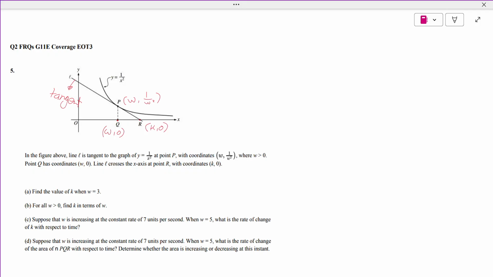Find the value of k when w equals 3. So, in part A, we need to find the value of k when w equals 3. Now, how can I find a relation between w and k? Well, I will be using the tangent line, because the slope of line L, which is the tangent line, should equal the derivative dy over dx at point P, at x equals w.